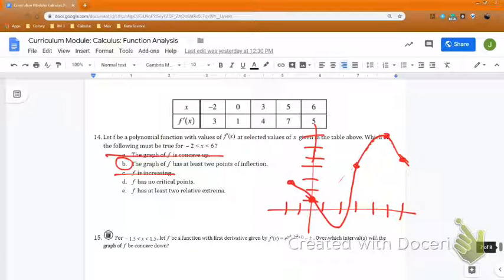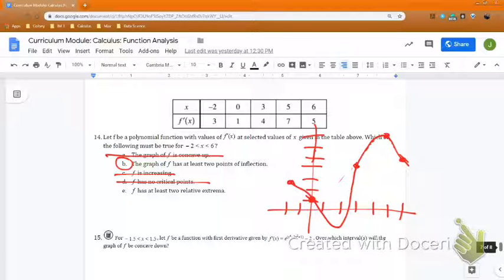E. E says that f has at least 2 relative extrema. Again, relative extrema, maxima and minima would be zeros on the derivative, and no, it could or it could not. We don't know how it's graphed or whether or not it goes through the x-axis, so we can't state whether or not it has at least 2 relative extrema. So keep that in mind as well.